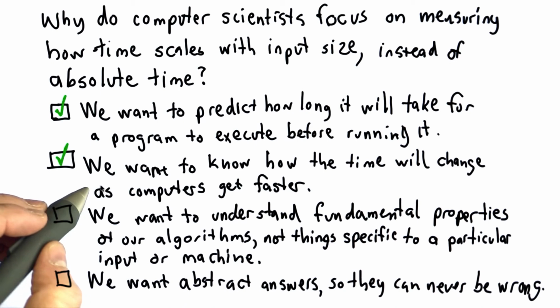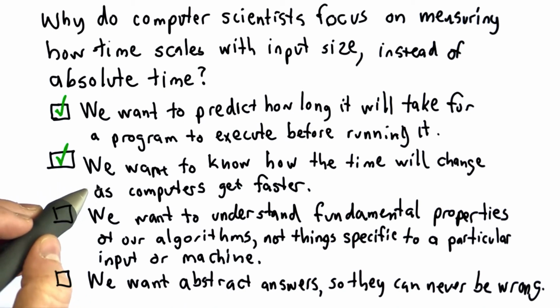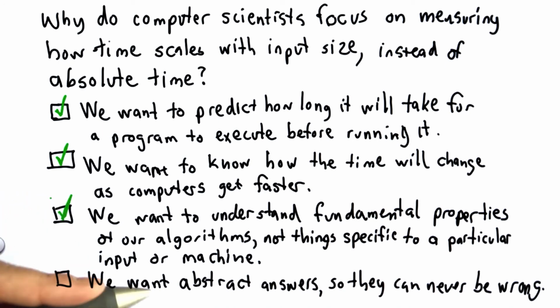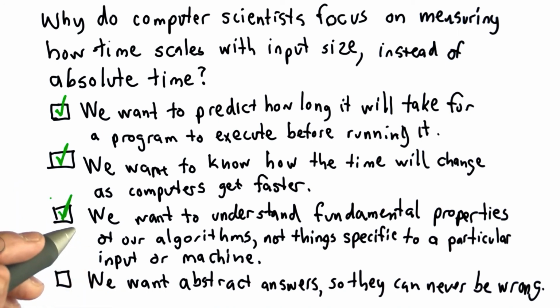That's a pretty nice property to have, but it means that understanding the cost of something today doesn't tell us very much. What we really want to understand is the cost in a more fundamental way. The third reason is also true, that by understanding how time scales with input size, we get a much better fundamental understanding of our algorithms than if we just had some absolute time measurements for a few different inputs.